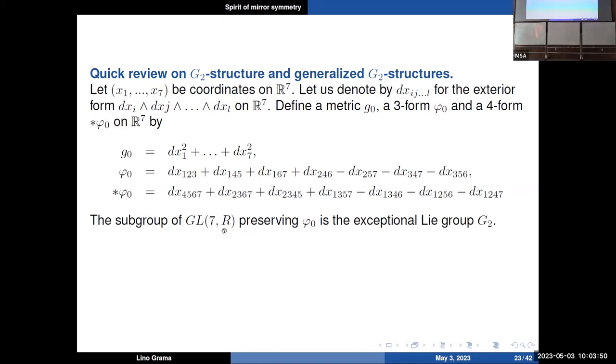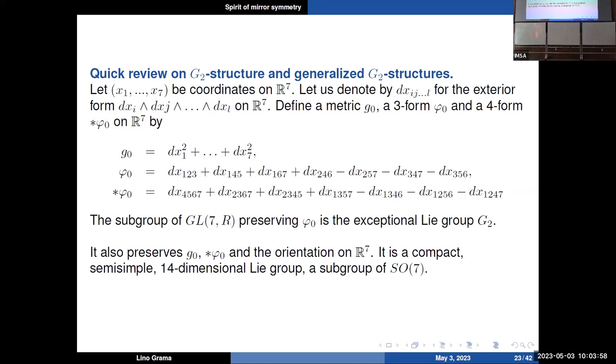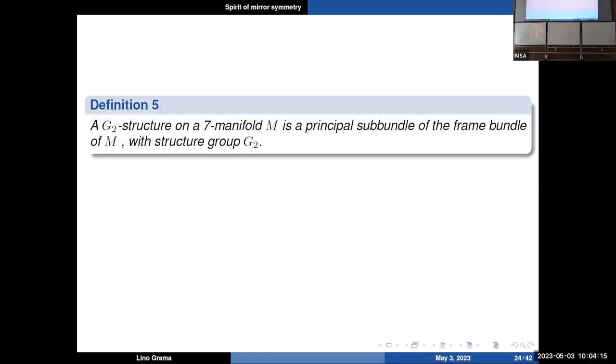And the subgroup preserving this three form is the exceptional group G2. This group also preserves the metric and the star. And they preserve also the orientation. It is a compact, simple 14 dimensional group. It is also a subgroup of SL7. Okay, and the G2 structure on a 7 manifold is a principal subbundle of the frame bundle of M with structure group G2.